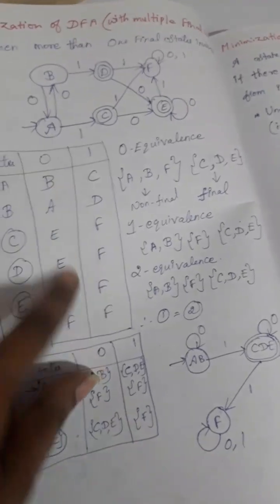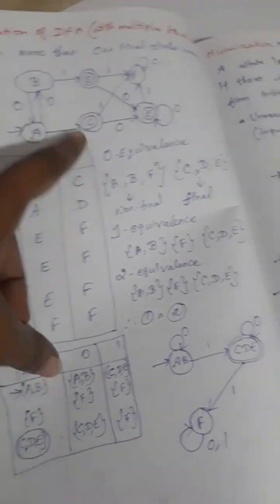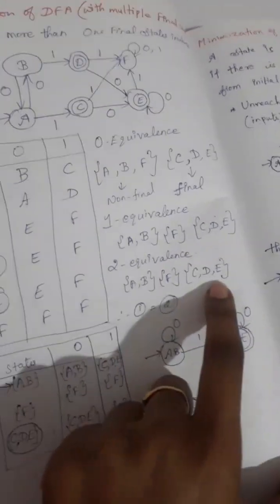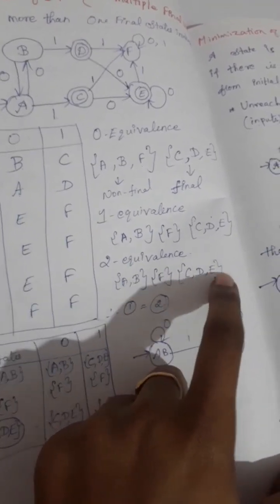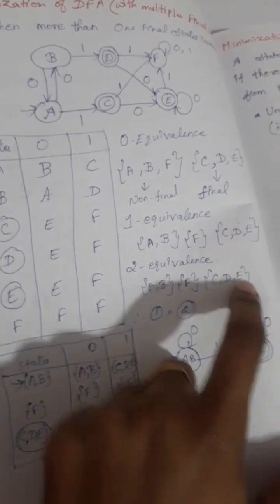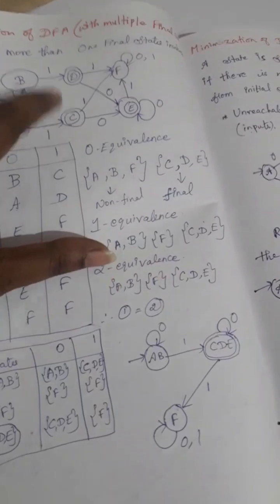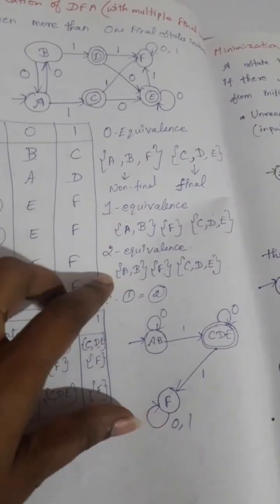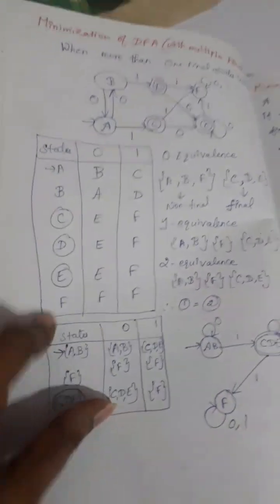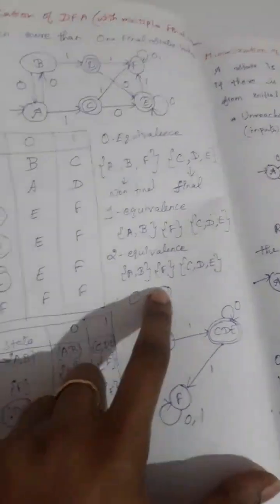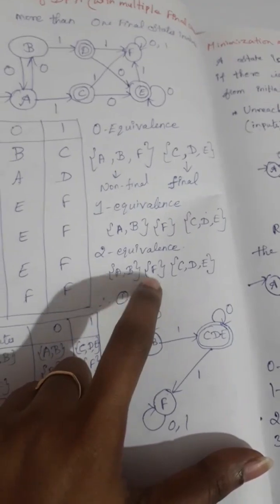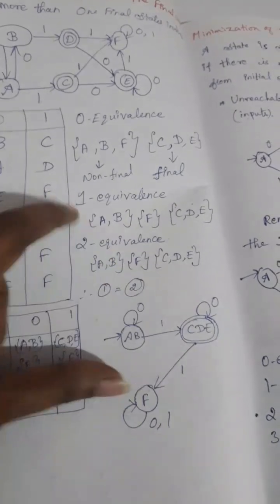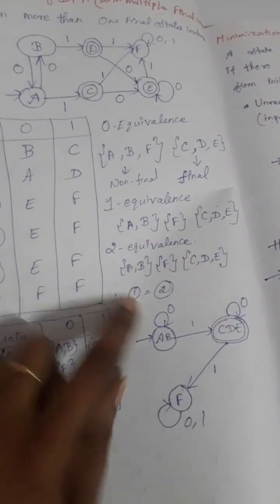Then E on getting input 0 comes to E and E on getting input 1 comes to F. So we are mentioning E in another set because it is final. Then this 1 equivalence and 2 equivalence are both equal. F on getting input 0 or 1 stays in F itself. So F is mentioned in a separate set. This 1 equivalence and 2 equivalence are equal.